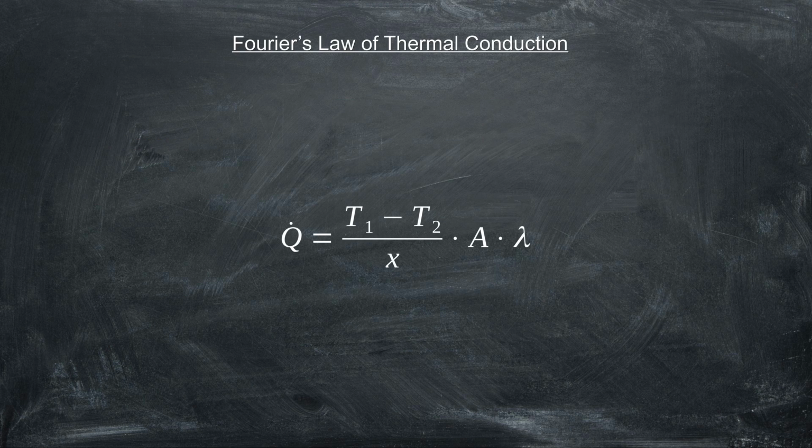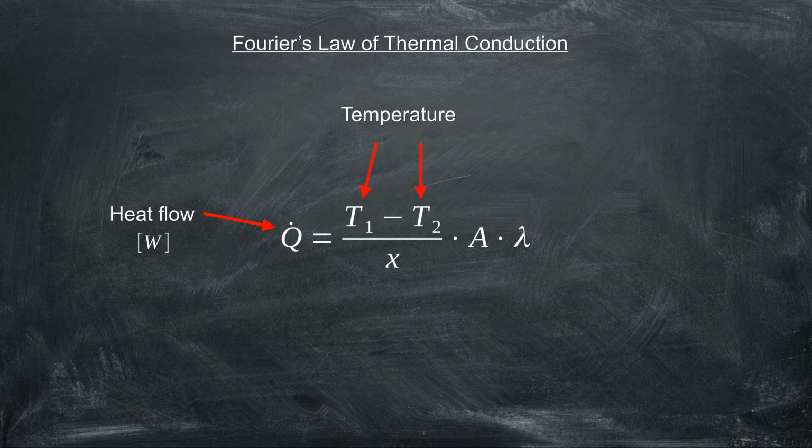The rate of heat flow through a material can be described by Fourier's law of thermal conduction. In this equation, Q dot stands for the rate of heat flow through a material. The rate of heat flow is the amount of heat that flows per time. Heat is measured in the unit joule and time is measured in the unit seconds. J over S is the same as the unit watt, usually abbreviated to W. This means that this equation gives us the energy flow in watts.